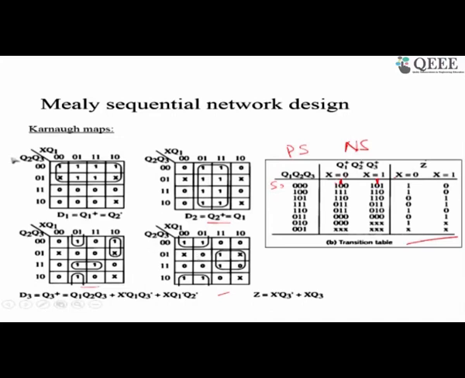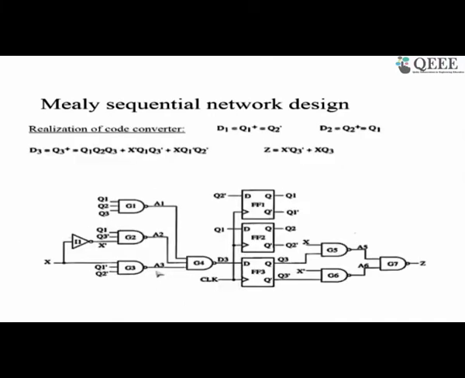So now you can club these and realize it. You can see that this is nothing but Q2 dash, because all these go away, and this is nothing but Q1, and this is an exclusive OR of X and exclusive NOR of X and Q3, and this is the value of D3 by clubbing these things. Now realizing it is easy. So this is the realization of the machine.